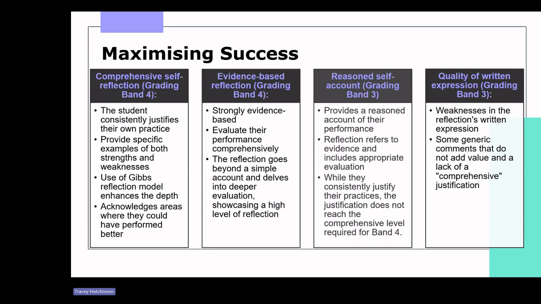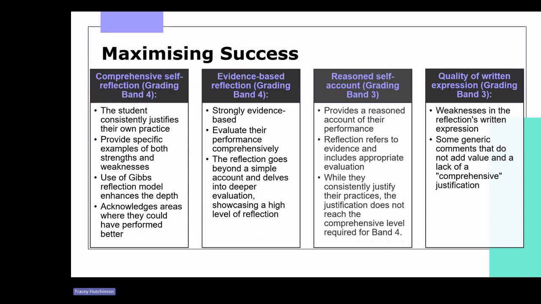It was found that the student had comprehensive self-reflection, clearly evidencing the Band 4 criteria. They consistently justified their own practice. They provided specific examples of both strengths and weaknesses in their performance. The use of the Gibbs reflection model enhanced the depth of self-reflection, and the student acknowledged areas where they could have performed better, such as missing a key aspect of John's life.